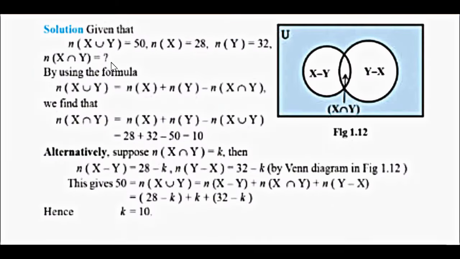We know that the formula is n(X union Y) is equal to n(X) plus n(Y) minus n(X intersection Y), and everywhere we are talking about the cardinality, or the number of elements in this set, which is given to us in the question. Just place the values: 28 plus 32 minus 50, that will be 10. This is our answer.